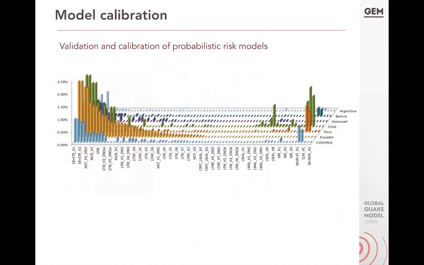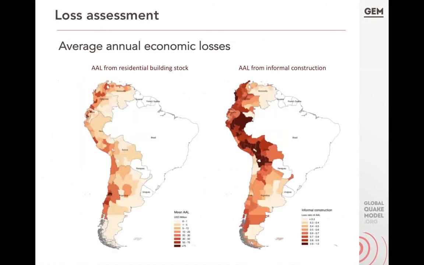So these are again examples of validation and calibration of our fragility models in this case, looking at different building classes, building structural types, and then across countries comparing annual collapse probabilities, annual loss ratios, things like this. This is the results for the average annual losses across the entire continent of South America.